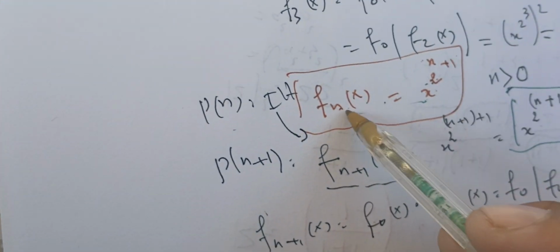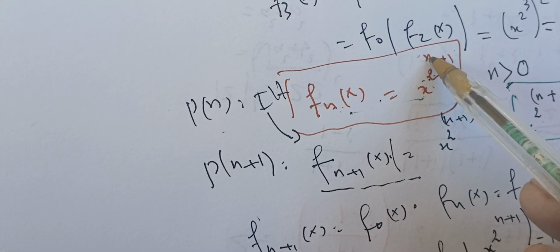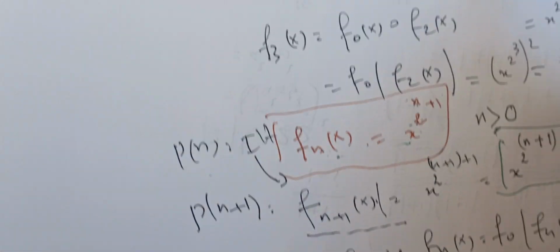So if I want f7, I just plug 7 here. If I want f300, I just plug n equals 300. I don't need to do any of this algebra. I have the formula that gives me what I need.